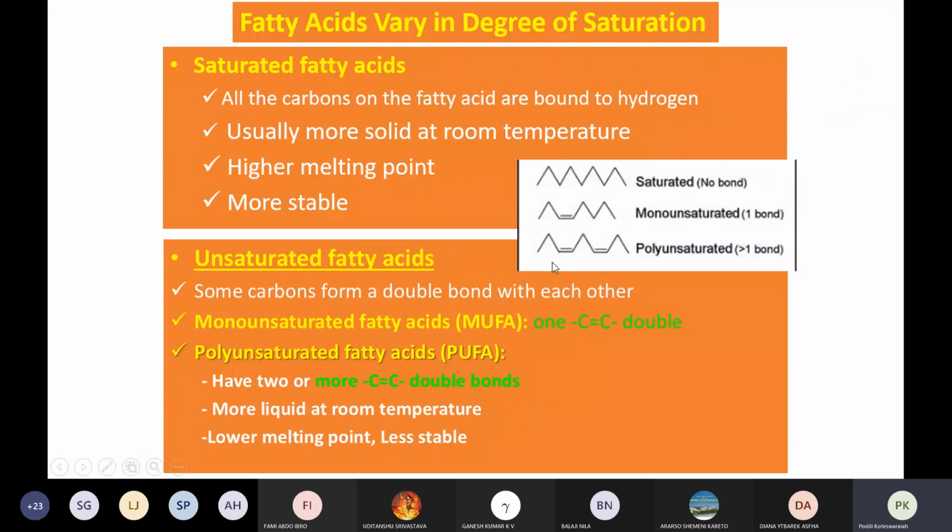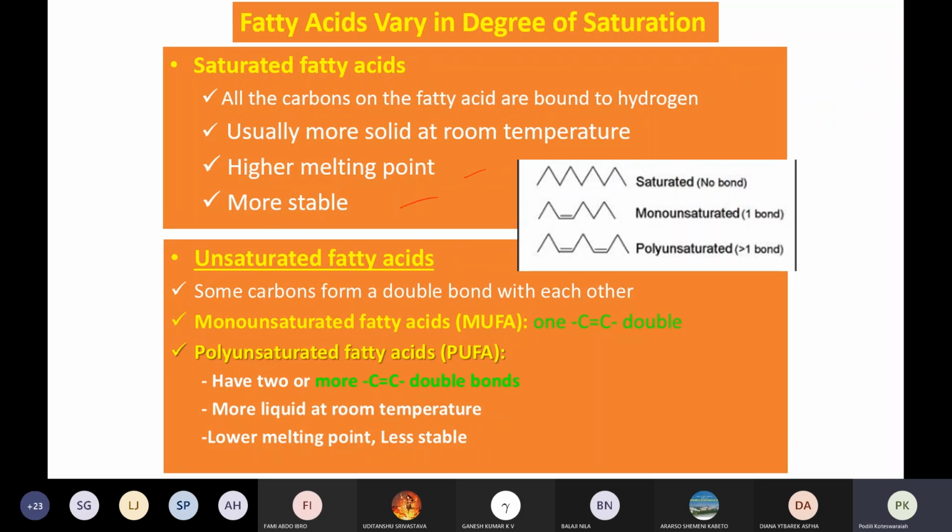the carbon length, whereas the next is based on the degree of saturation. Based on the degree of saturation, these fatty acids are also classified into two types. One is saturated fatty acids, the second one is unsaturated fatty acids. In saturated fatty acids, you can see here they do not have any double bonds. They have only carbon-carbon single bonds in their structure, so they have higher melting points and they are more stable.